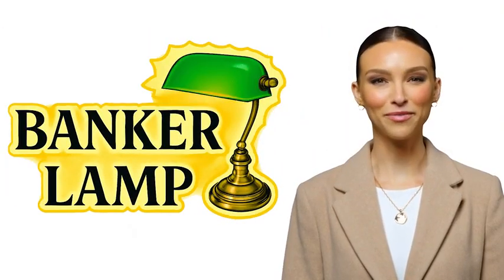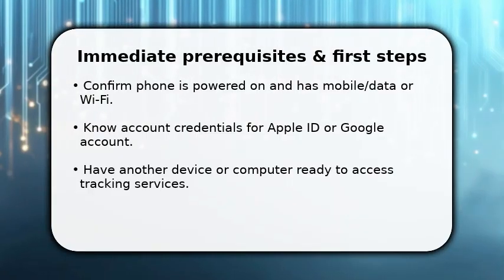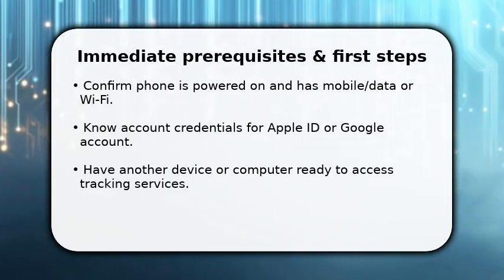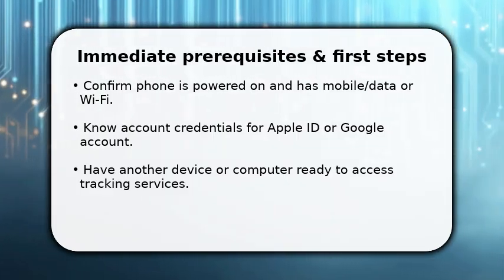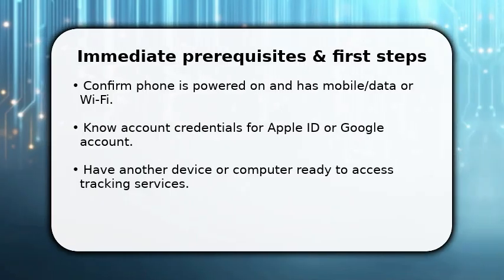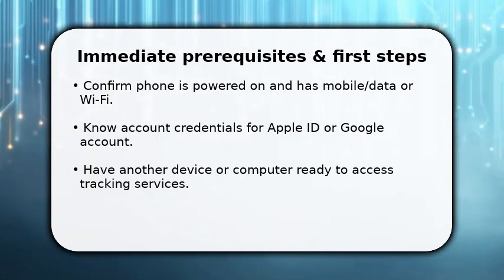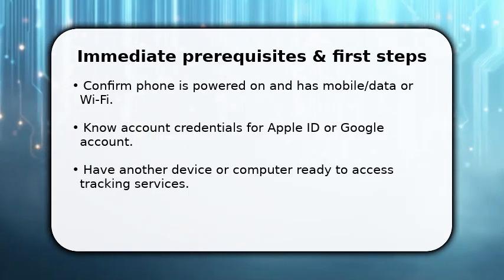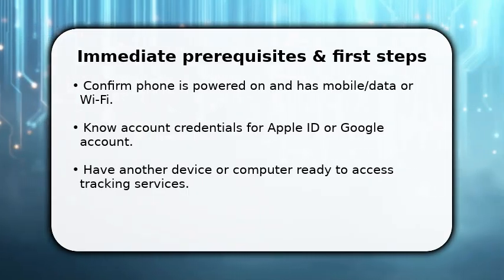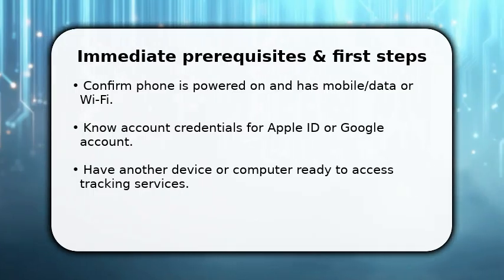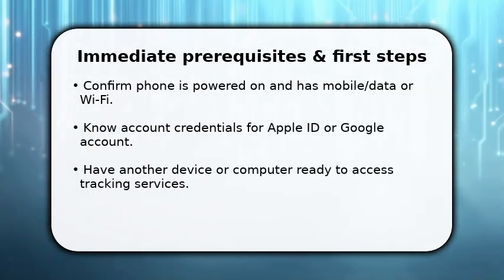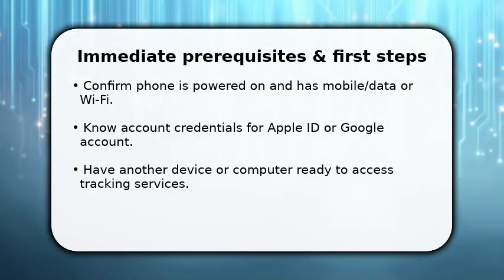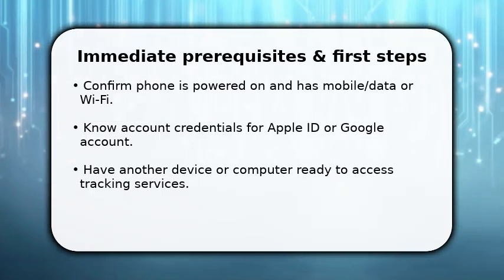Please enjoy the video. You start by acting fast. Sign into the associated Apple ID or Google account from another device. Use known credentials now so you can ping the phone and view its last location. Once signed in, enable location services and remote actions like ring, lock, or erase if available. Make sure to note timestamps and battery indicators shown. They guide your next move.